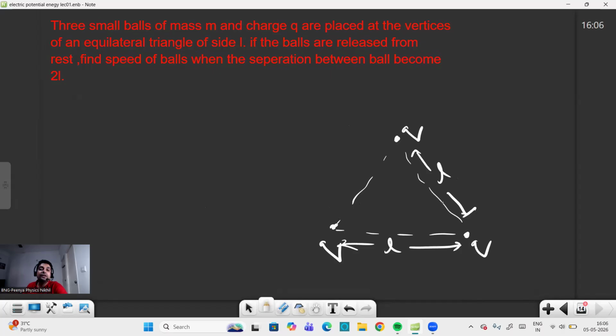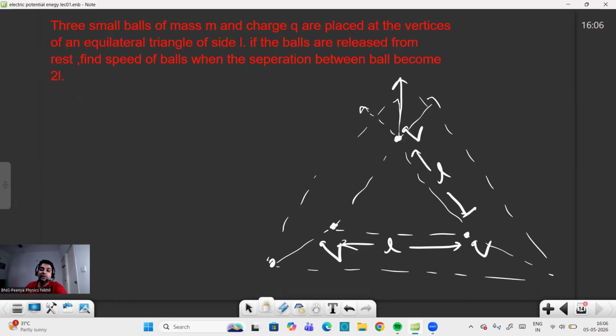Now what happens? The balls are released. So for example, this charge will experience the force due to Q in this direction. This charge will experience the force due to this one in this direction. So the net force will be in this direction, so it will move in this direction. Same way, this will move in this direction, and this will move in this direction. Correct? So finally, what happens? The separation between the balls becomes 2L. So the charges will reach here, here, and here.